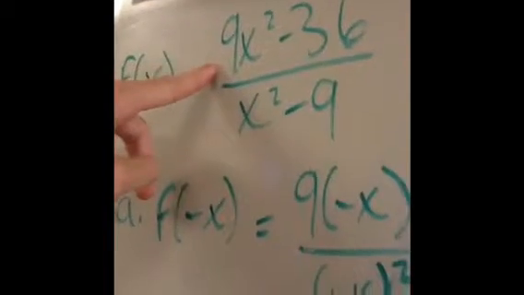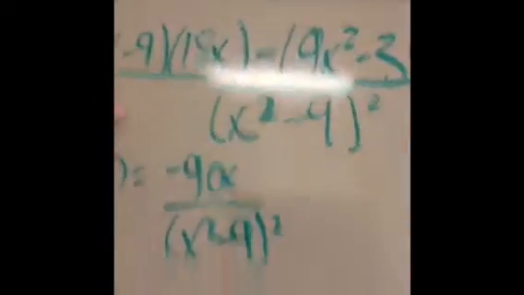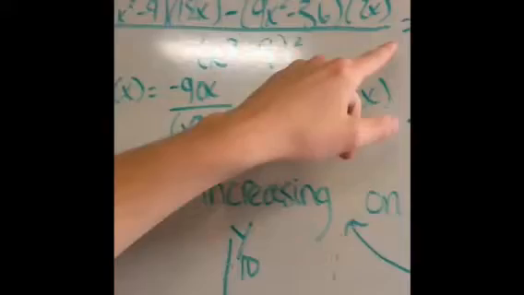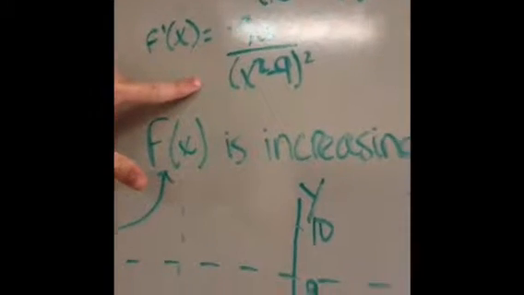Question C says find the intervals on which f is increasing. So we're going to take the derivative of the function. We've got to do the quotient rule, so do the bottom times the derivative of the top minus the top times the derivative of the bottom over the bottom squared, and you get this right here. To simplify it down, you get negative 90x over (x squared minus 9) squared.